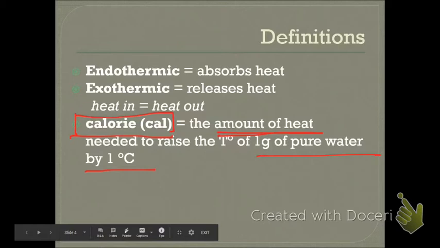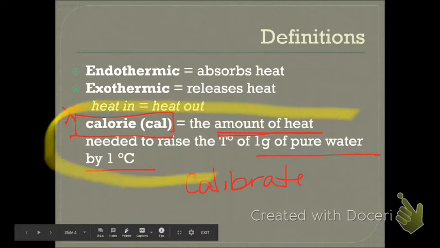And we measure how much heat it takes for 1 gram of that pure water to rise 1 degree Celsius. This is what we calibrate things by, that calorie. And again, please pay attention to the fact that that's calorie with a lowercase c. I'll tell you why when we get a little bit further. So make sure you understand what a calorie is. It is a unit of heat. It is the amount of heat needed to raise the temperature of 1 gram of pure water by 1 degree Celsius.